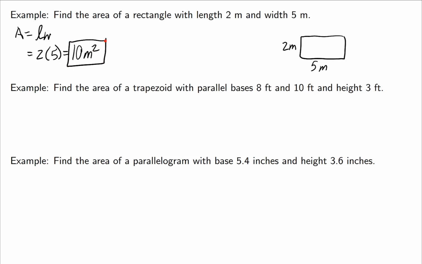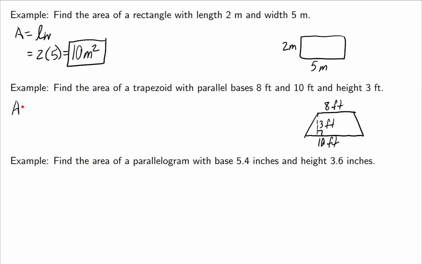Next example. Area of a trapezoid with parallel bases 8 feet and 10 feet. So here's your 10-foot base and your 8-foot base. And then the height, we'll say, is 3 feet. Remember that whenever you do these, the two bases are the two parallel sides, and the height must be perpendicular to the base.